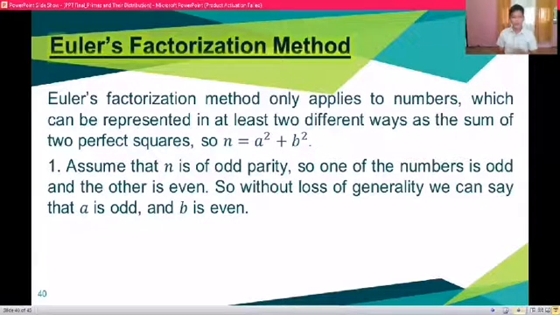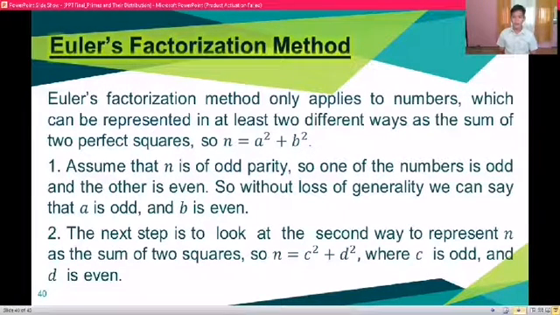The next step in Euler's factorization is to look at the second way to represent n as the sum of two squares. n is equal to c squared plus d squared. Earlier, n is equal to a squared plus b squared. Now, we will look for other values to represent n. Then, c squared plus d squared is also equal to a squared plus b squared, where again, c is odd and d is even.